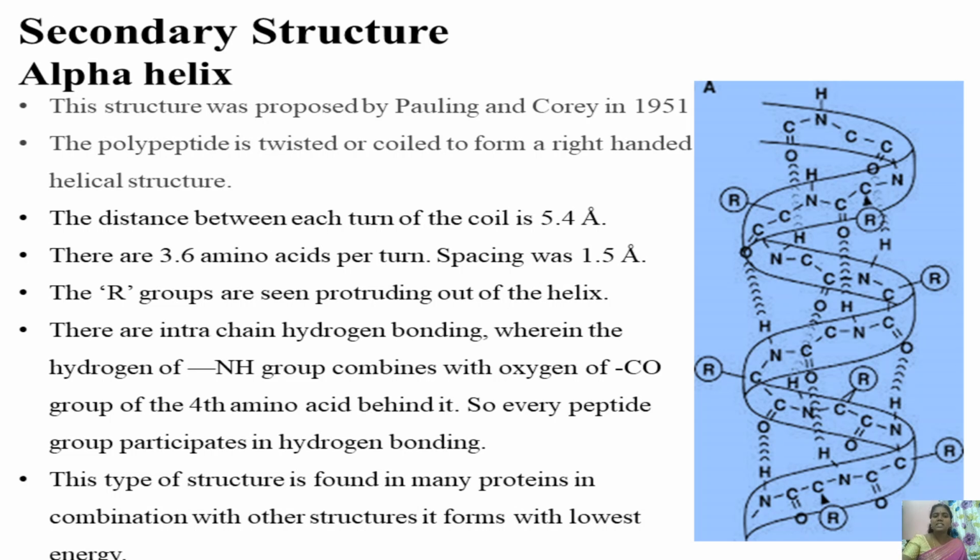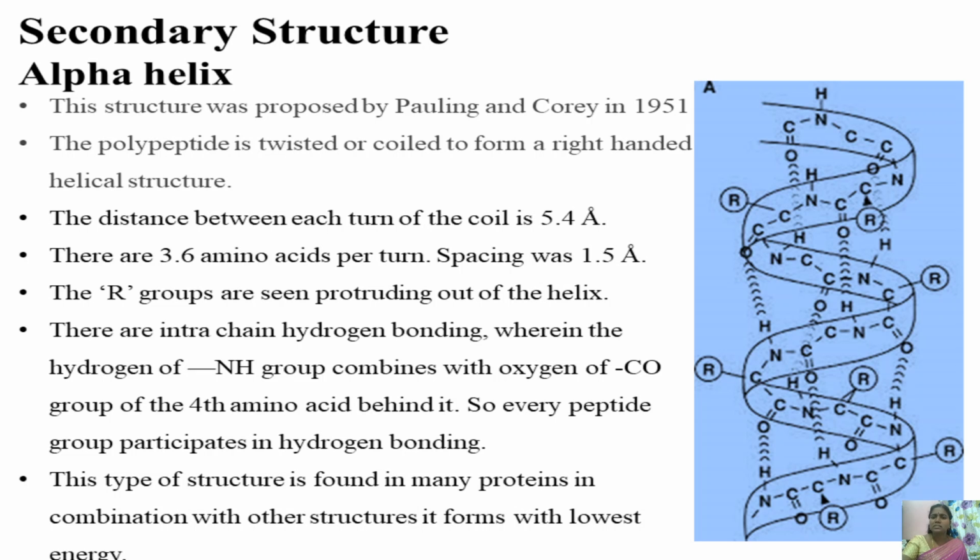The R groups are seen protruding out of the helix. R groups are nothing but the side chains of different amino acids. As I showed you in the previous video, there are 20 different amino acids, and they have different R groups. These R groups protrude outside the helical structure because they don't have the space to be fixed inside this helical structure.